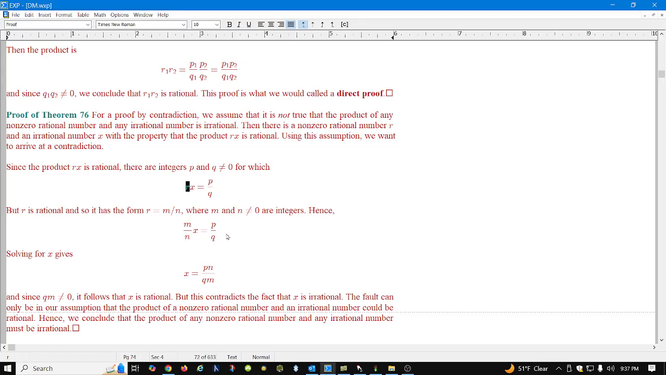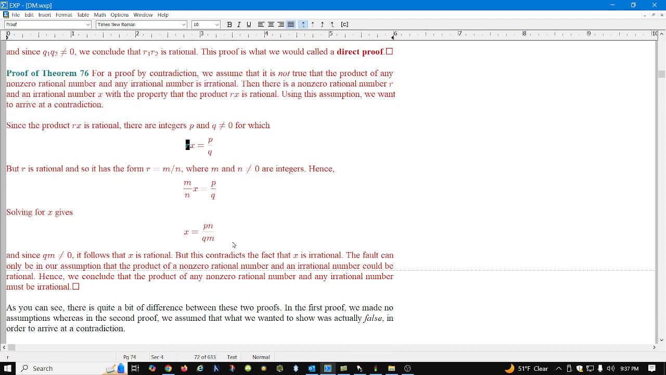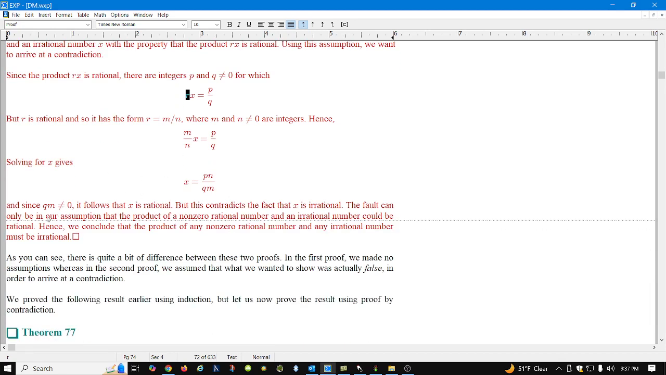m over n times x equals p over q. Solve for x. q times m is non-zero. Lo and behold, x is rational, but it's not rational, it's irrational. Contradiction. And the fault can only lie in our assumption that the result we're trying to prove is false. Therefore, it must be true.